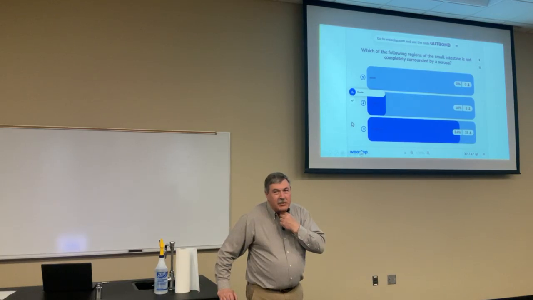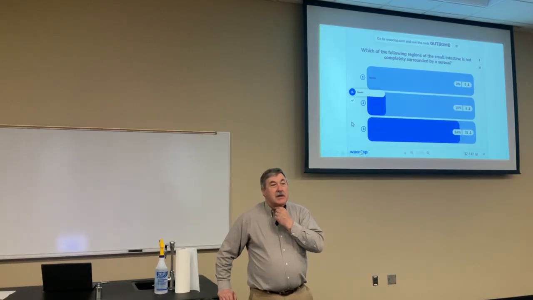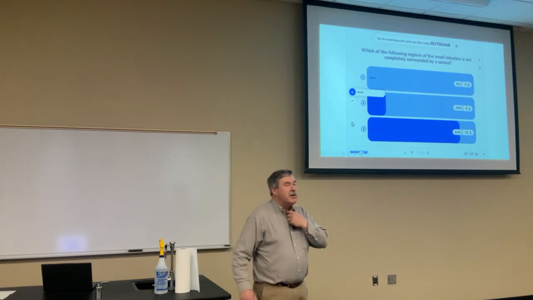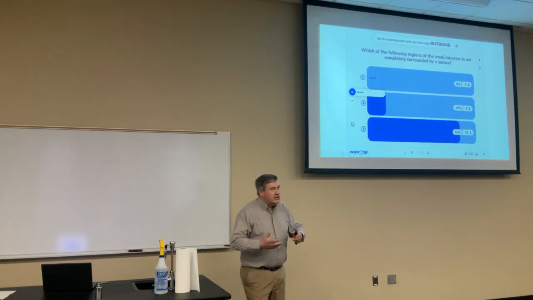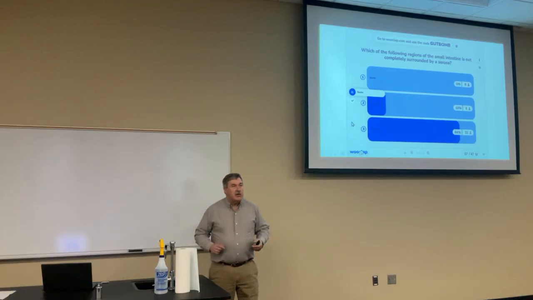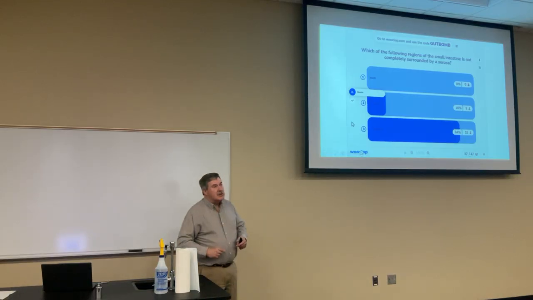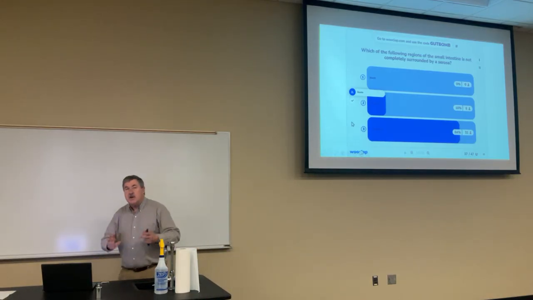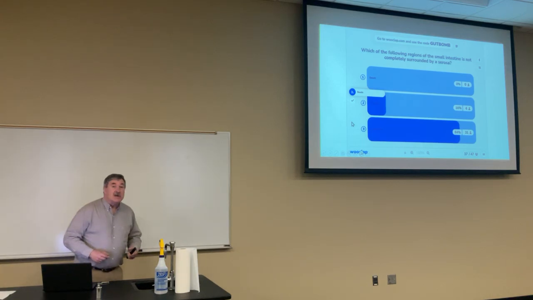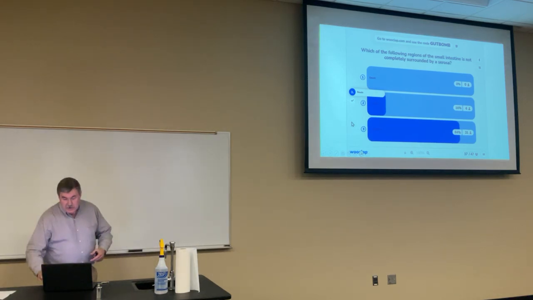Well, the reason it's not completely surrounded by a serosa is because the duodenum is retroperitoneal. So it's behind the parietal peritoneum, or superficial to the parietal peritoneum. And so that portion that's retroperitoneal isn't completely surrounded by it. The serosa is also just another name for the visceral peritoneum.